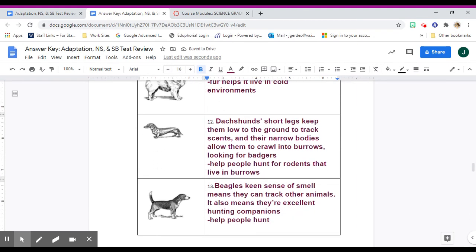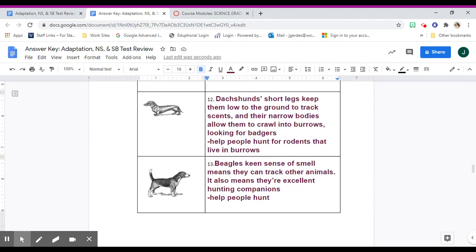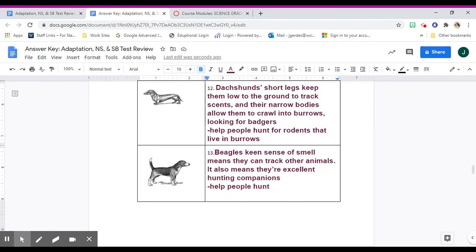Okay. The Dachshund, the weenie dog, it has short legs. It keeps them low to the ground to attract scents. And their narrow bodies allow them to crawl in burrows looking for badgers. So that was their original purpose. They were to help track things, rodent-like creatures, and dig in burrows or holes. So help people hunt for rodents that live in burrows. And remember, it's because they have short legs, narrow body.